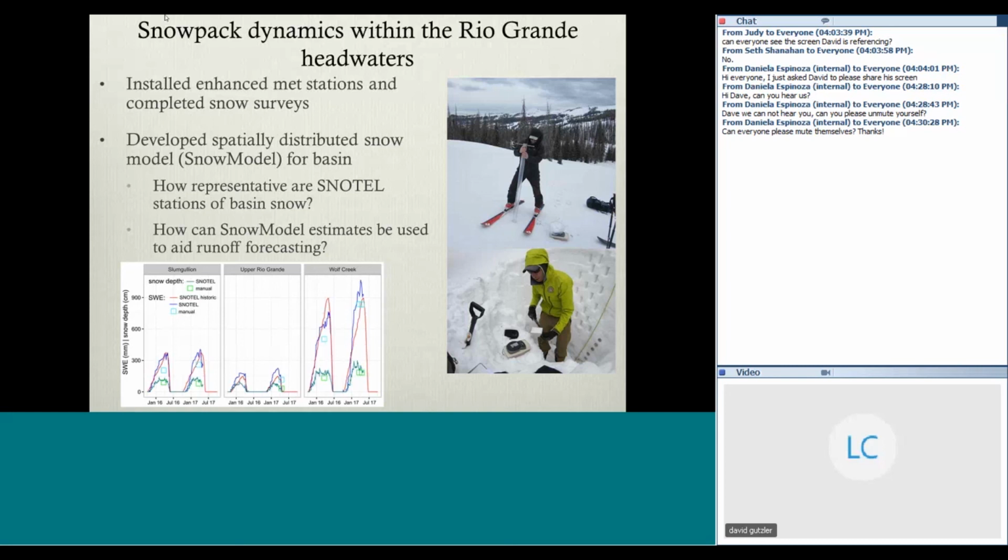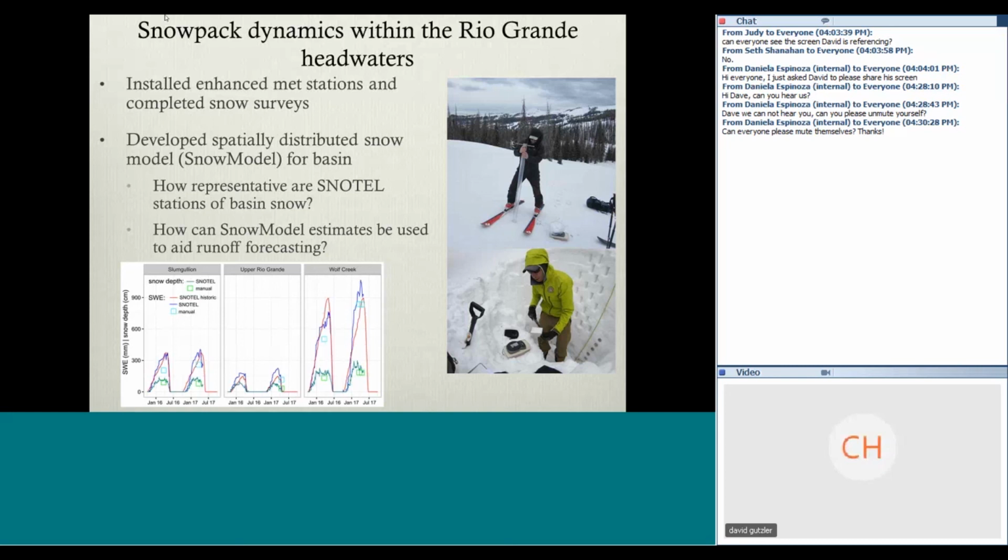In addition to these meteorological stations, we've collected a variety of manual field-based observations of the snowpack. And particularly over the past few years is when we've been collecting this manual data. And so really we've been collecting this information as a way to try to aid in our modeling effort.